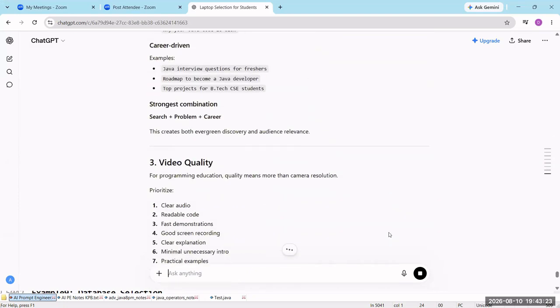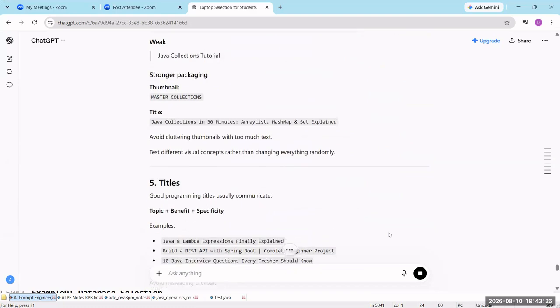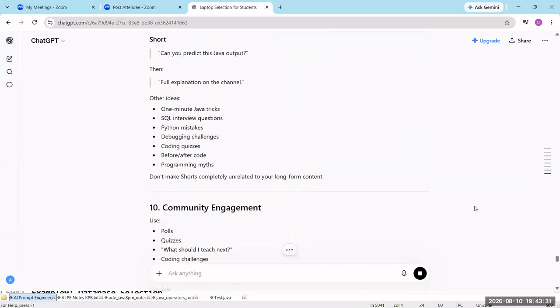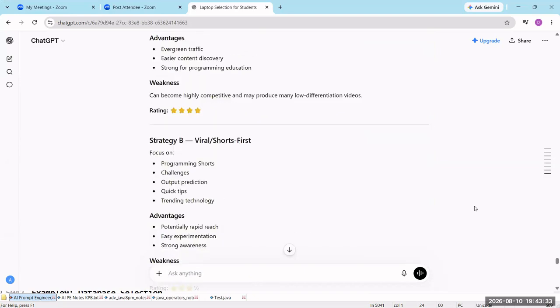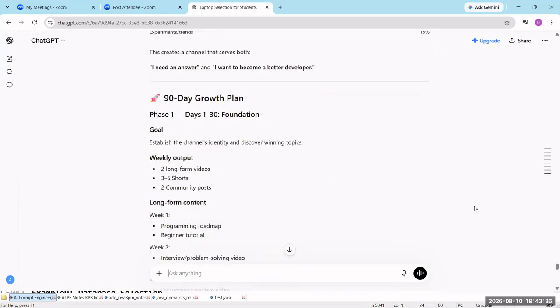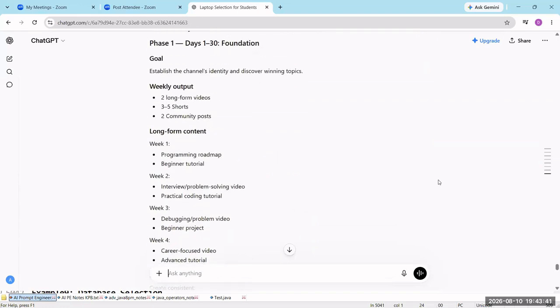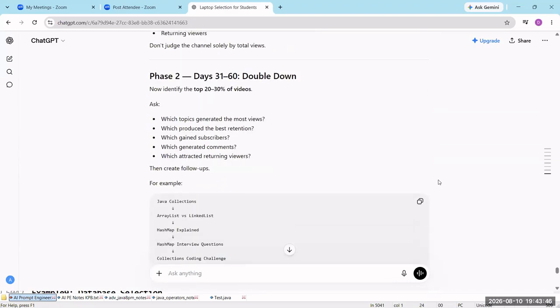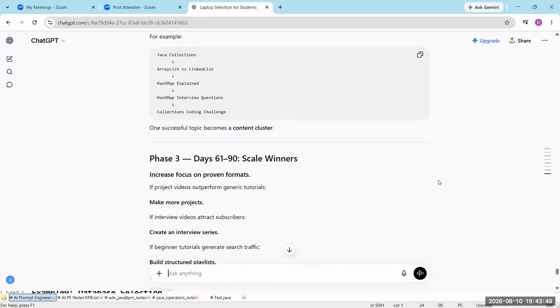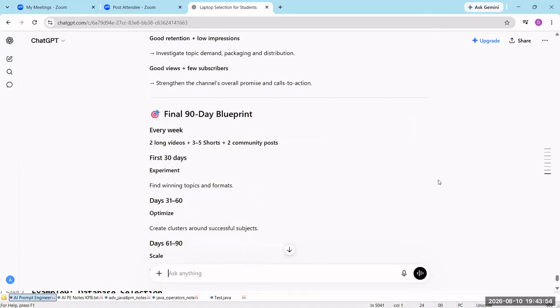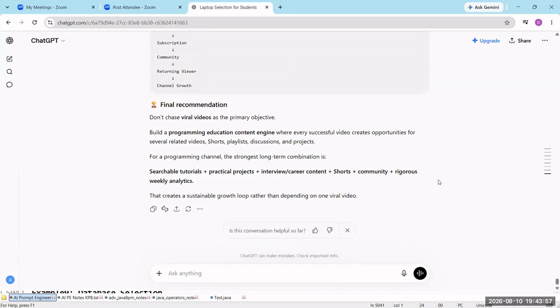You can see clearly it is giving the 90-day growth plan. Final application. Clear.